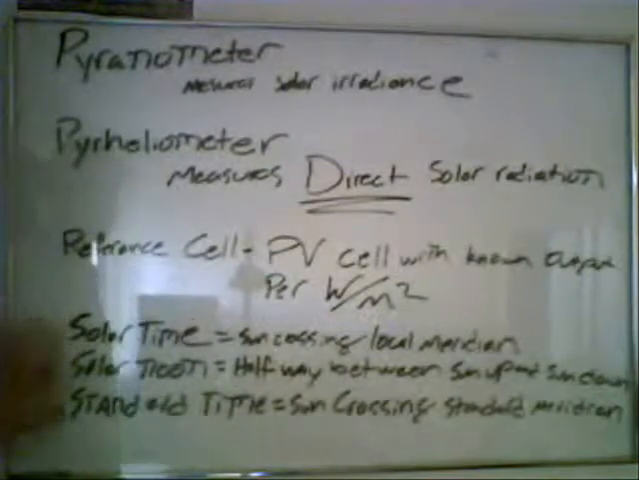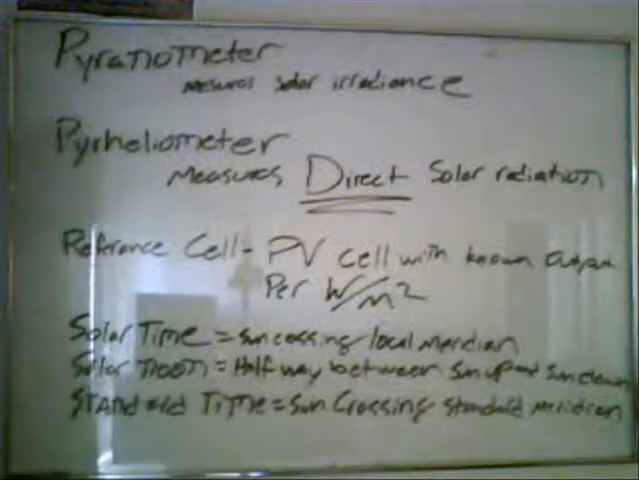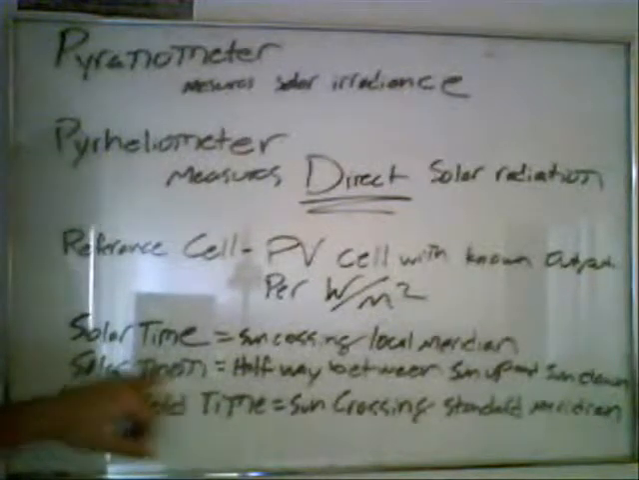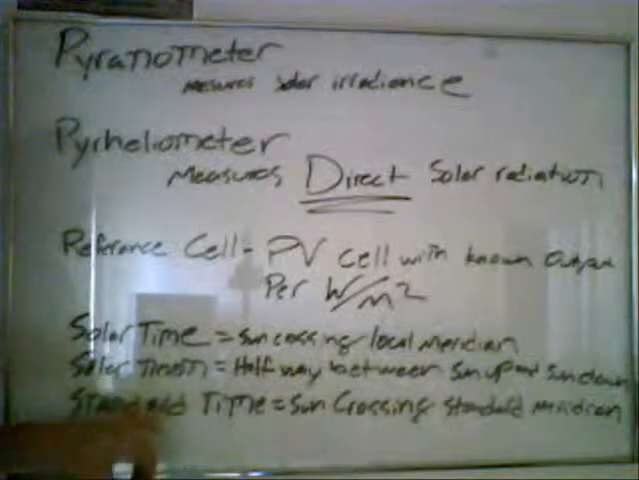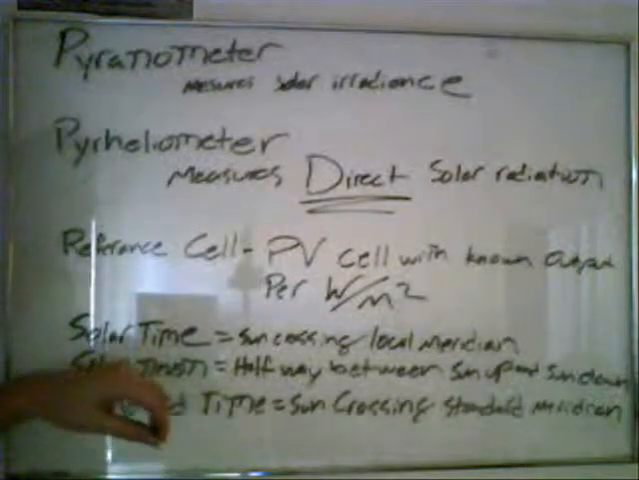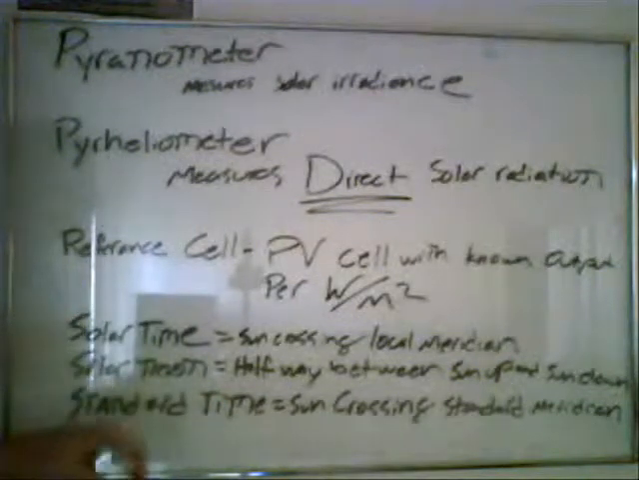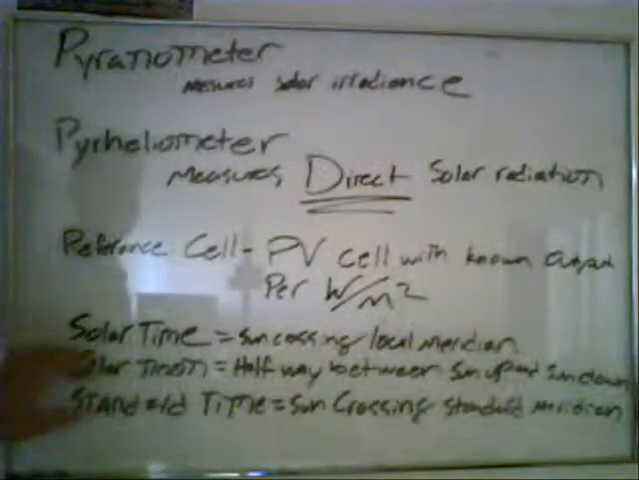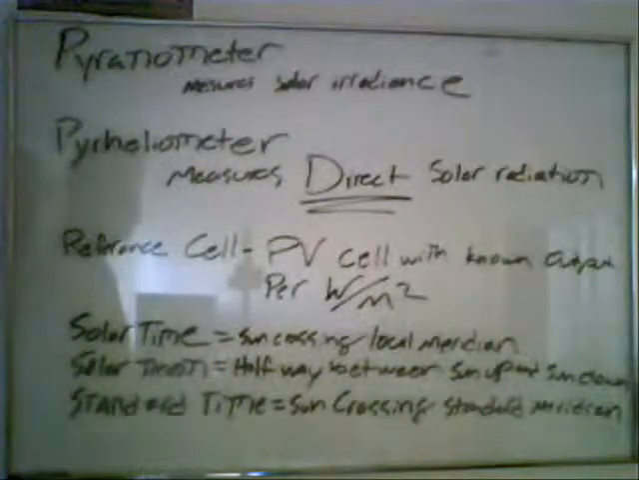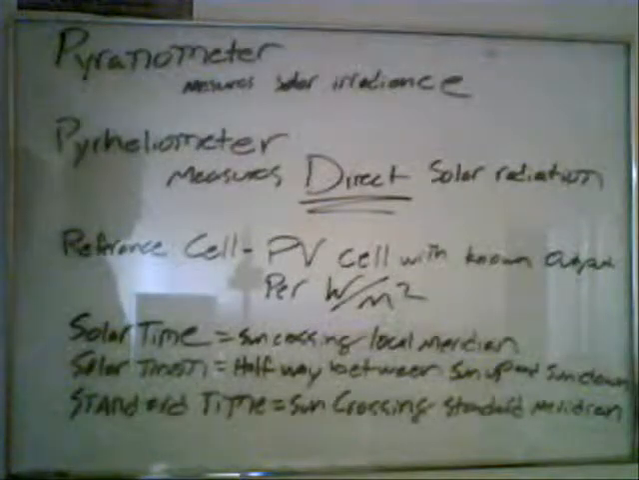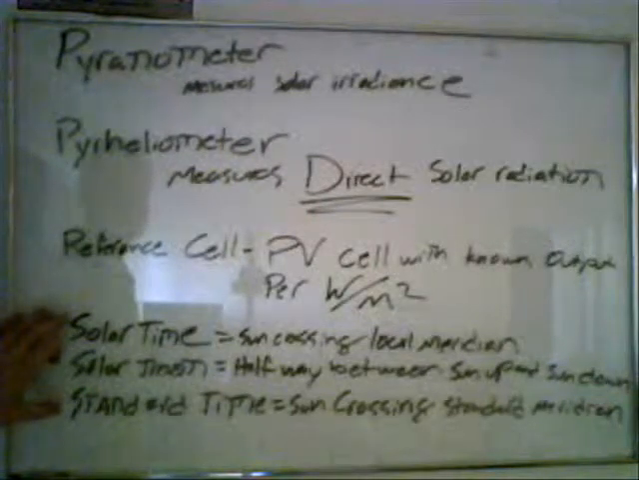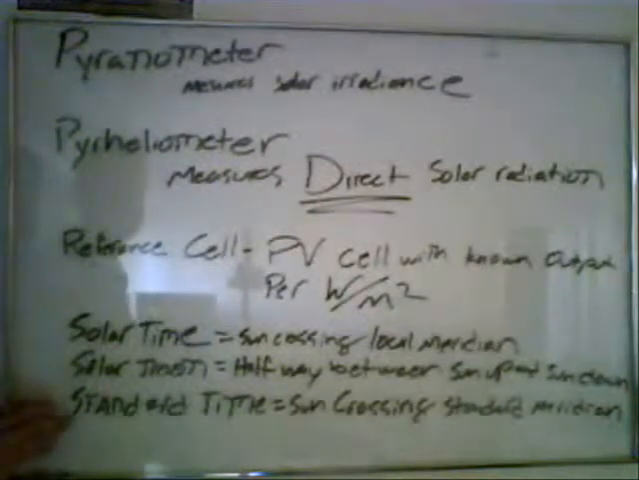A couple of time definitions. Standard time is when the sun crosses a standard meridian. Solar noon differs from standard noon. Solar noon is when the sun is highest in the sky. It's exactly halfway between sunrise and sunset. Solar time is the sun crossing the local meridian. It references directly to solar south and differs significantly from standard.